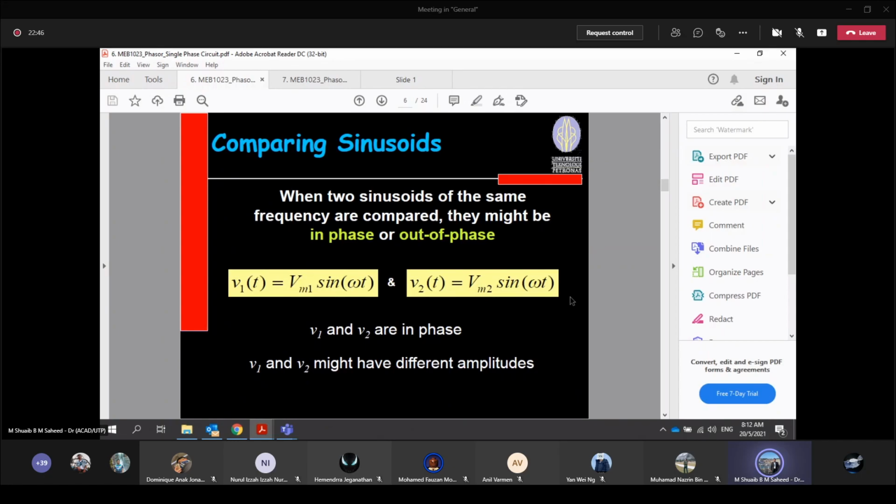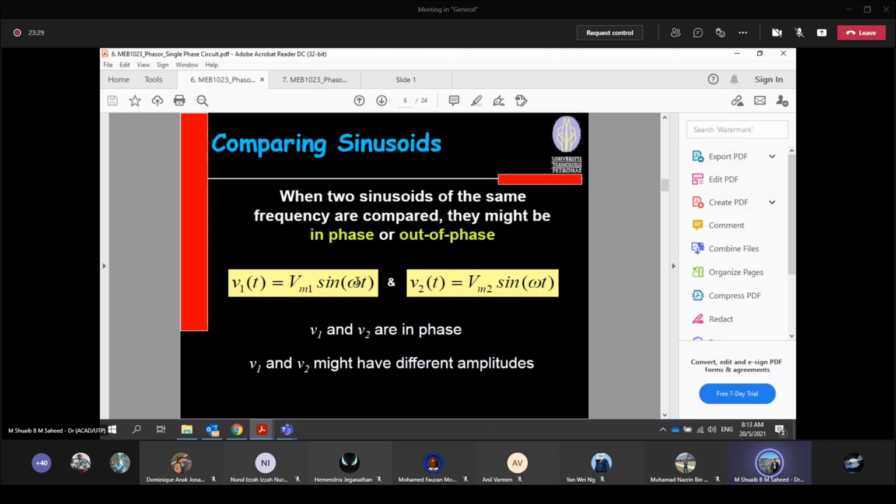So when you have two or more sinusoids of the same frequency, here meaning the omega, okay, omega. If they are the same frequency, they could be either in phase or out of phase. For example, you have V1 equals Vm1 sine omega t, and V2(t) equals Vm2 sine omega t. In this case, if you want to know whether they are in phase or not, you look at the one in the bracket, omega t. So they are the same.